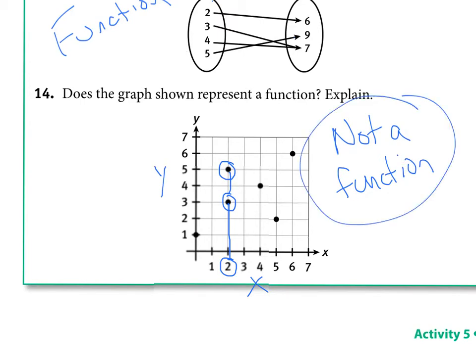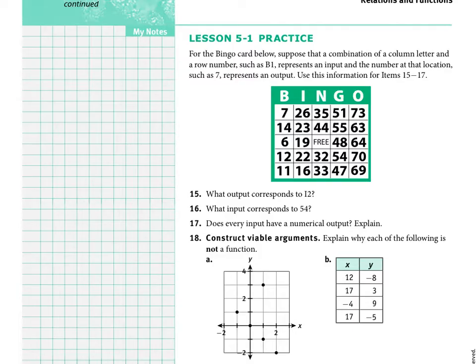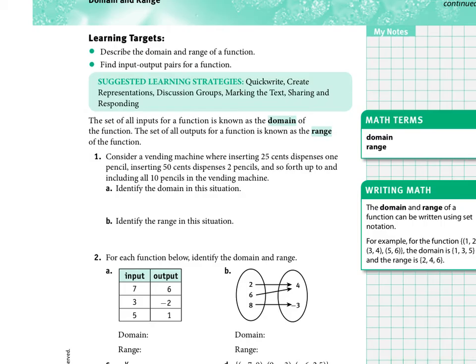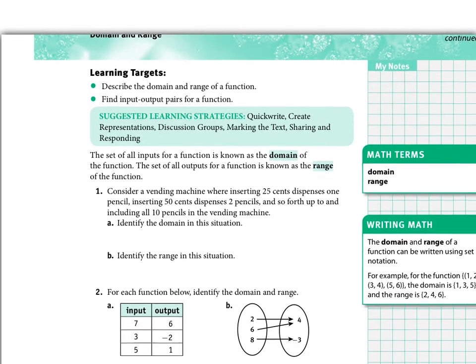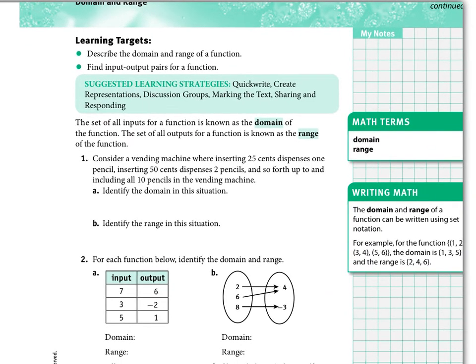Okay, that is it for 5-1. So we're going to move now to 5-2. Here we are in 5-2. 5-2 deals with domain and range, and you see math terms here, domain and range. I don't know how familiar you are with domain and range, but it's a pretty easy concept.